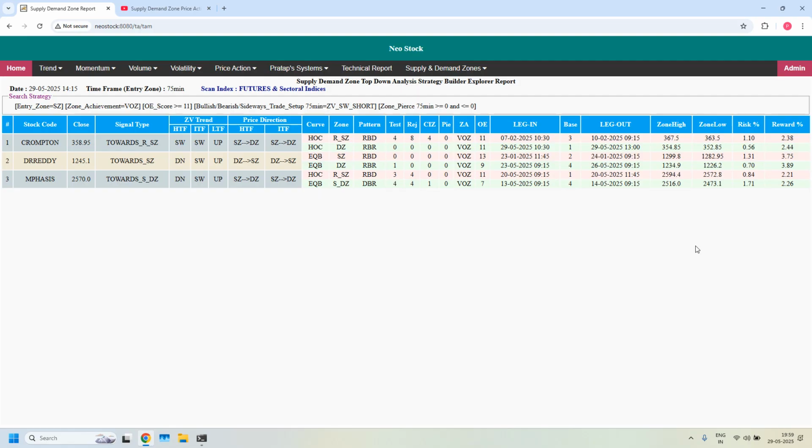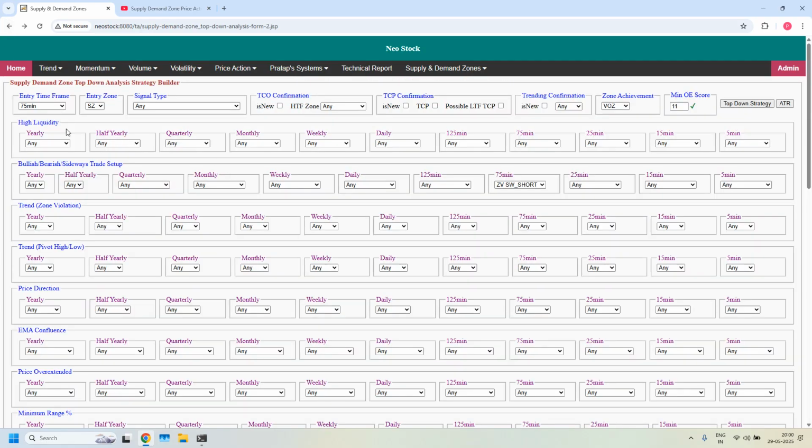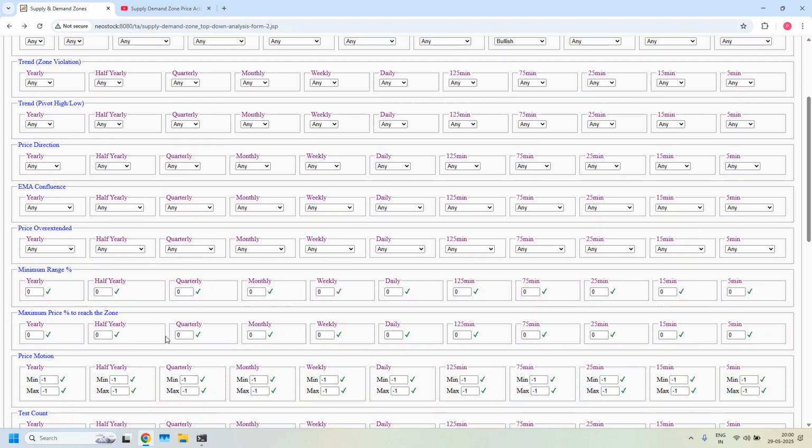Okay, and next we will generate a bullish trade setup for a weekly income trade. So entry time frame is 75 minutes demand zone, and also here bullish bearish sideways trade setup at 75 minutes. I am selecting bullish, and only one change in the filters out of 3, minimum odd and enhance score should be 12.